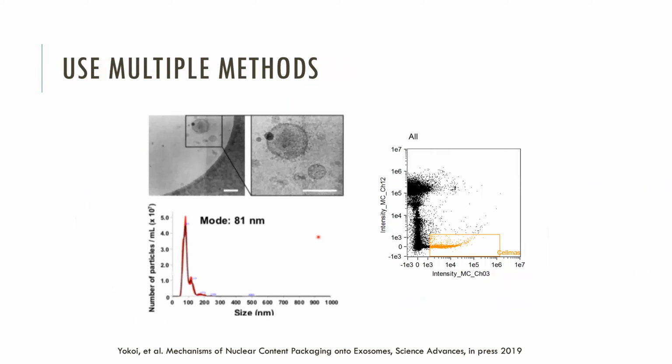So the first thing I would tell you is that you need to use multiple methods. These EVs are hard to find, and none of the methods that are used are going to give you all the information that you want. So you can see here, this is a cryo-EM micrograph. This is information from a ZetaView instrument, so this is giving you size and counts. You can see that this particular EV population had an average size of about 81 nanometers.